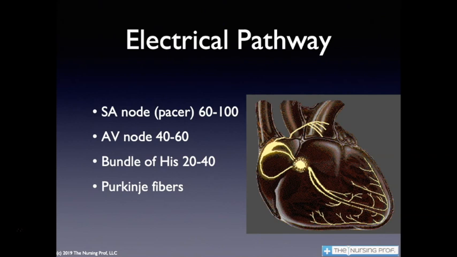The bundle of His down in the ventricles can also pace the heart if need be. However, its rate is only 20 to 40. We typically call this an agonal rhythm when we see it in a patient. But that is where we have our pacers. Again, the bundle of His and the AV node typically are not our primary pacers. Our primary pacing comes from the SA node. Makes sense, it's the fastest.